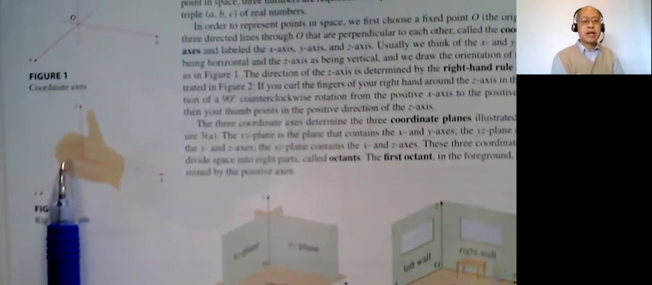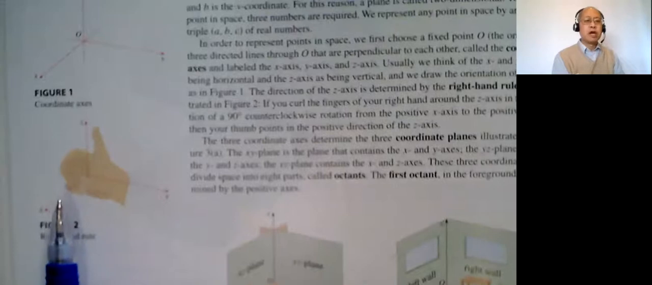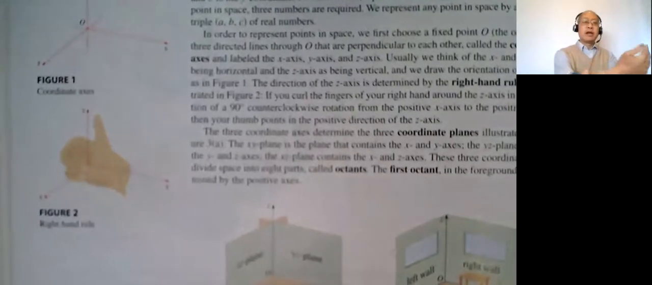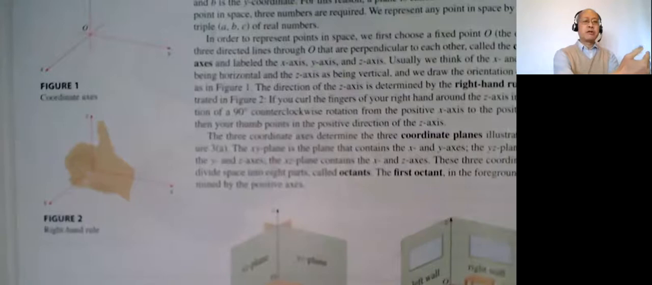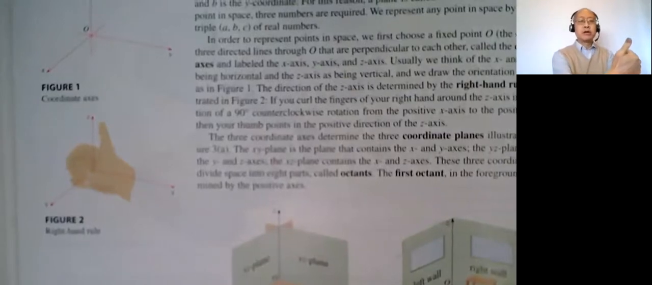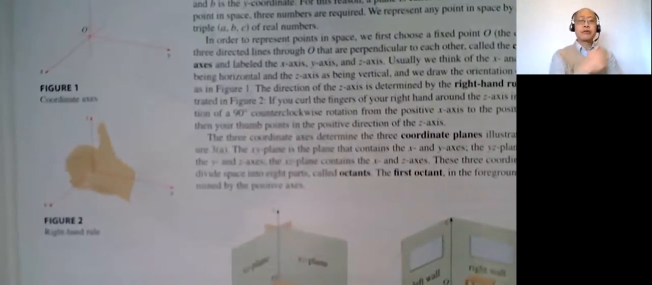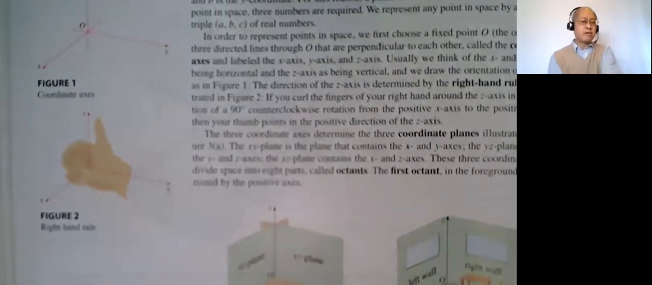This right hand here is just to indicate that it follows a right hand rule. If you start with your right hand and have your fingers going toward the positive X axis and curl your fingers toward the positive Y axis, then your right thumb points in the direction of the positive Z axis.